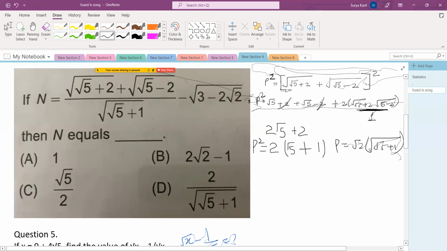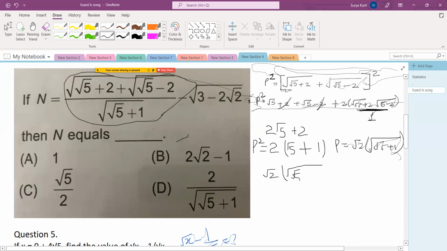Okay, sir. Then see the first part of it. Now you see the first part of it. This part you see now. Numerator part, you see this will become root 2 as it is, root 2. And here in the numerator, you just see, big root here, then again inside root 5 plus 1.